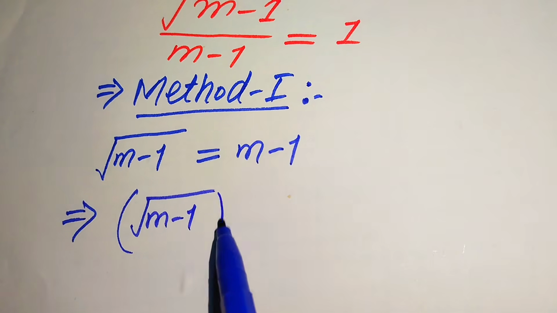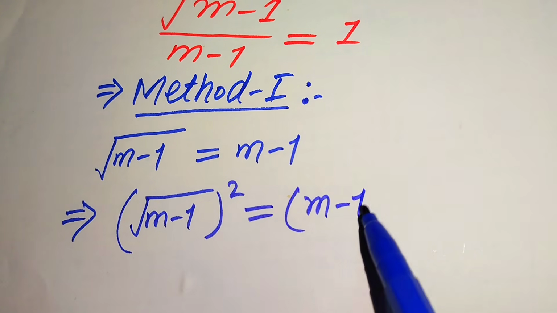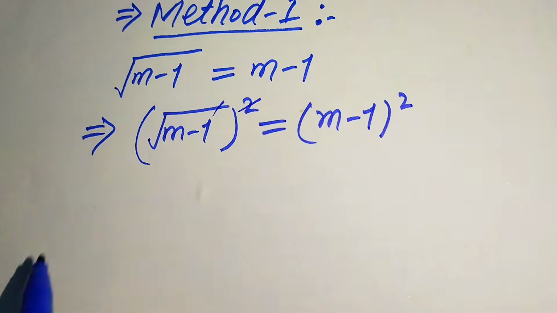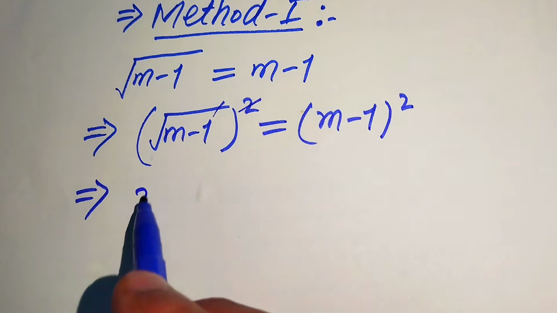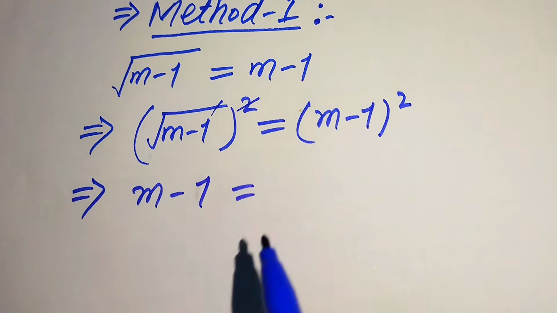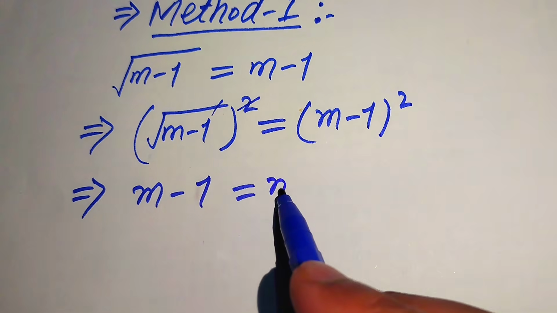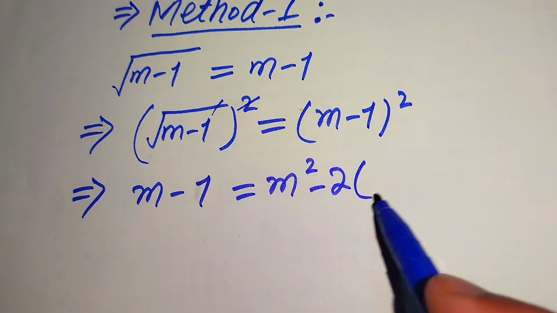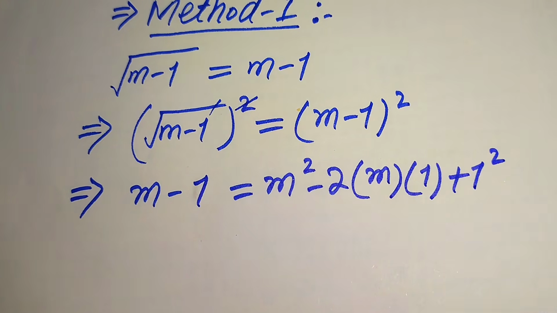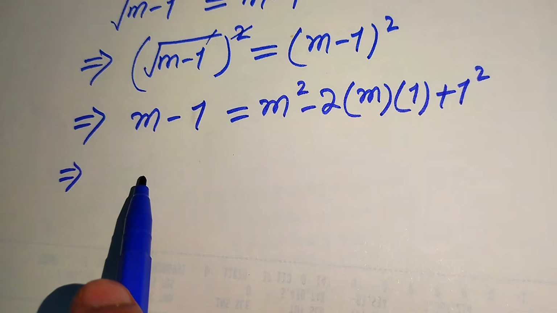And when we apply squaring, it will be written as the square root of m minus 1, whole square, equals m minus 1 and its whole square. Here you see that the square and the square root cancel each other out, and we will get m minus 1 equals, in the right hand side we use the nice algebraic formula. So according to this, we expand this term as m square minus 2 times m into 1 plus 1 square.